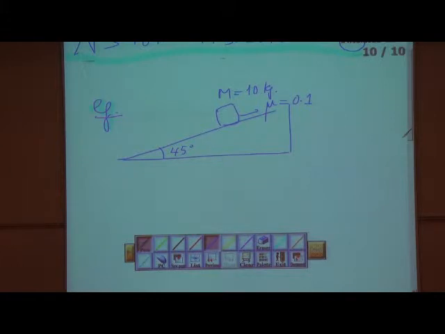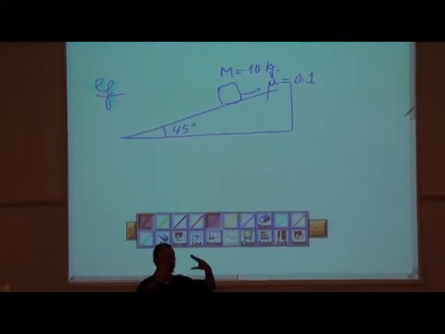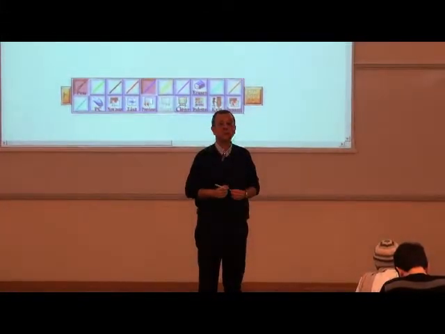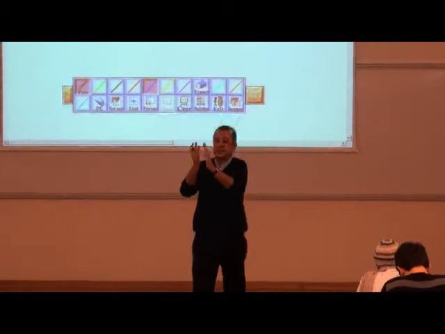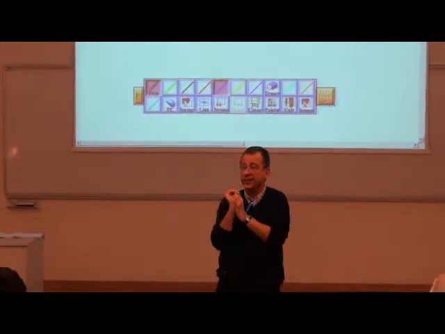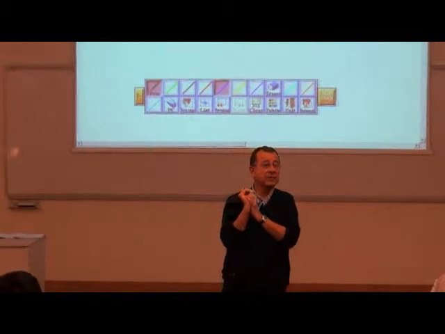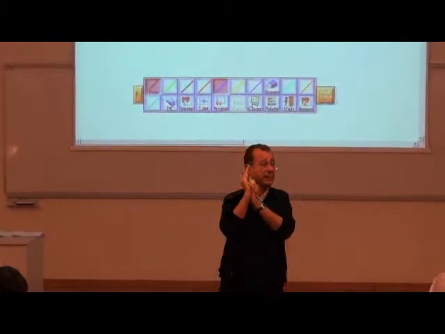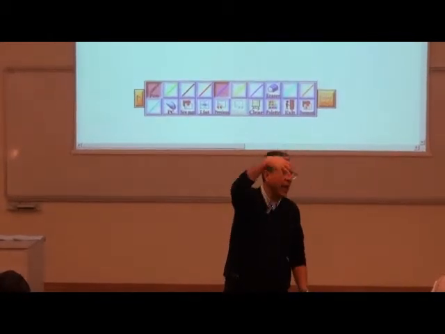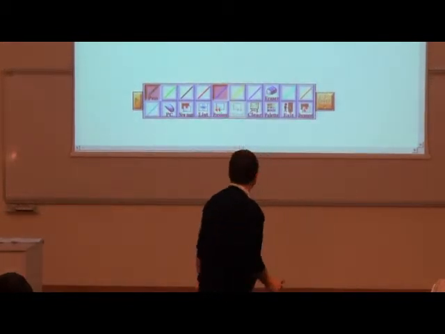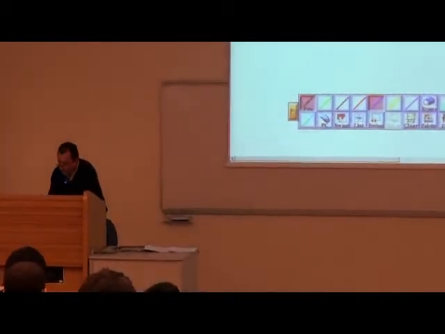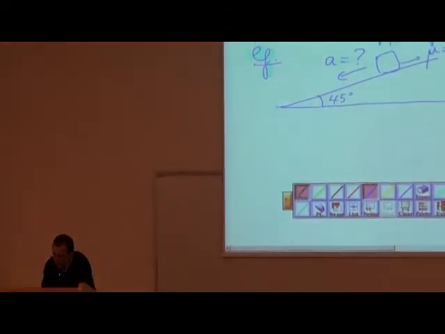Here we have an inclined plane. We are told what the angle is, 45 degrees. We are also given that there is some friction on the surface, and we are told what the coefficient of friction is. We want to find out what is the net resulting acceleration of this object as it accelerates down the incline. This is the question.